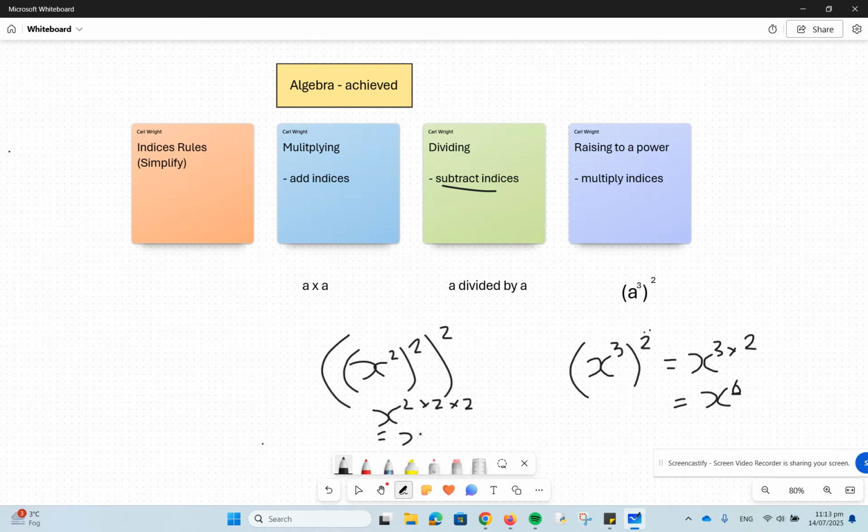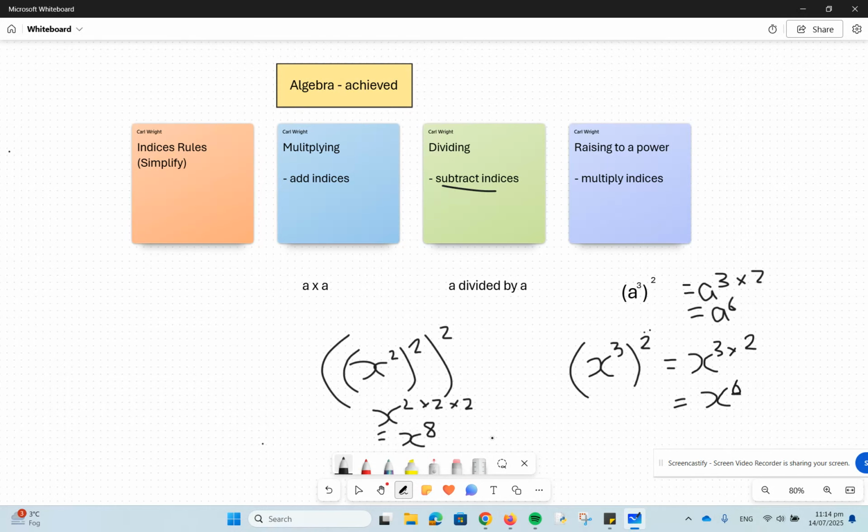Okay, so raising to the power is just multiplying, okay? So let's look at this example here. I've got a to the power of 3 raised to the 2. What's it going to be? What's our rule? It is a to the 3. And our rule is multiply them. So I multiply them. And so my answer is going to be a to the 6, isn't it? Awesome. There's the rule. Pretty easy rule, isn't it?